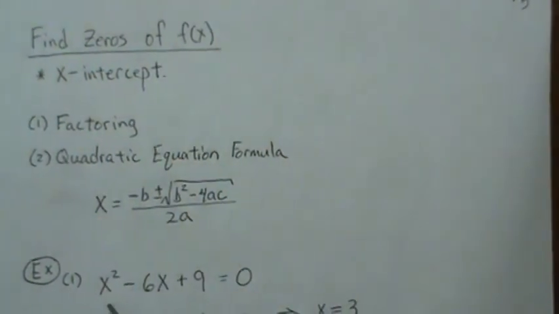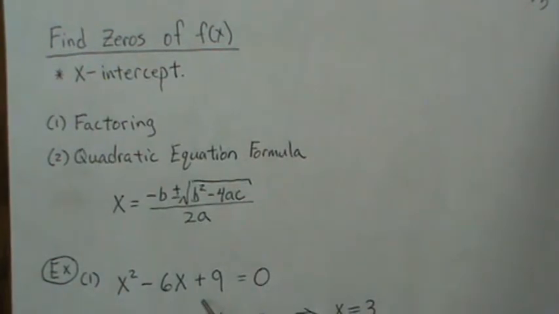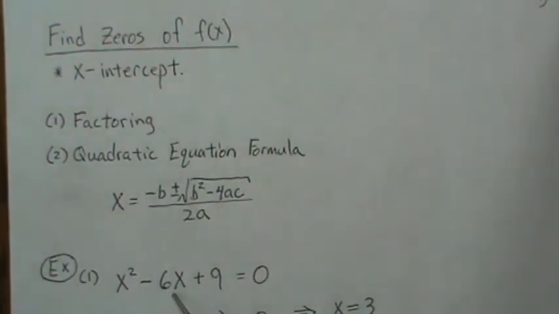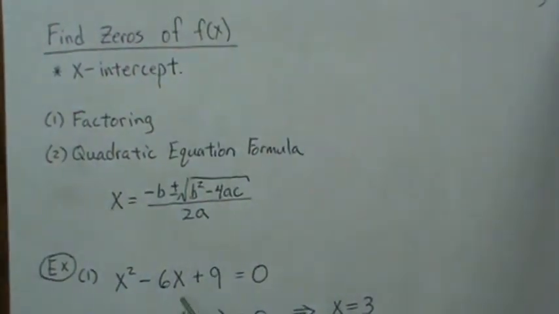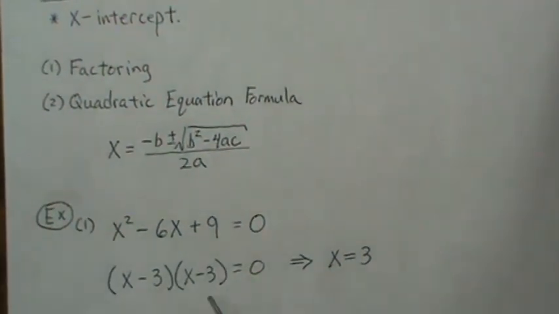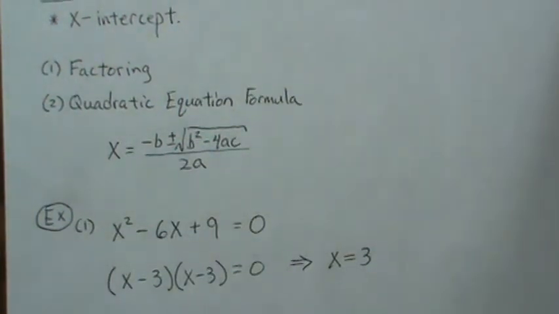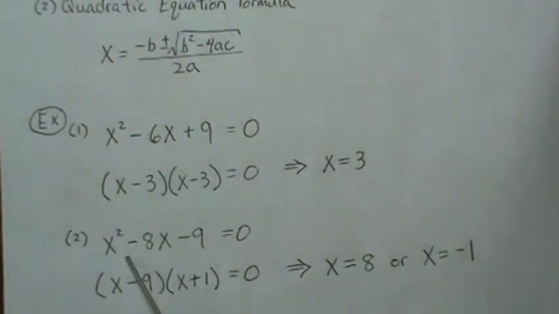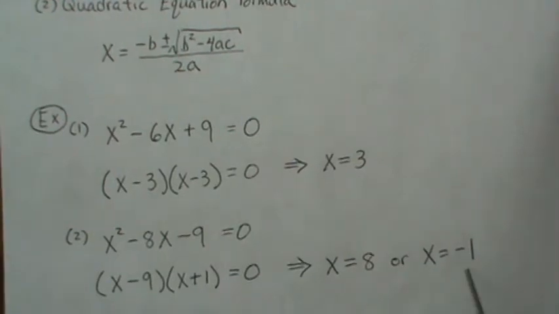So let's look at some examples. This one will factor. Remember, you set it equal to 0, and that's how you find the x-intercepts, or the zeros of the function. So it factors into this, which implies x is equal to 3. Now, the next one also factors into x minus 9, x plus 1 equals 0. Then you set each of those equal to 0 and solve for x, so that implies x is equal to 9 or x is equal to minus 1.